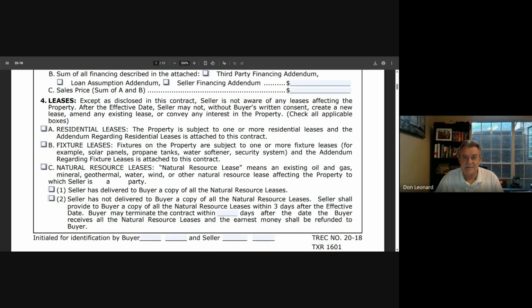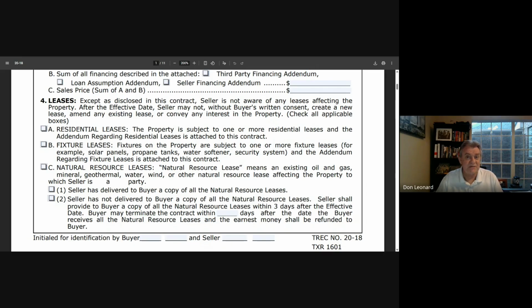Because the new owner, the buyer, will not be able to occupy that property until that lease is over, then they have to give the new buyer information about how much time is left on the lease, how much the monthly rent is, how much deposit there was and going to be transferred. All of those things are going to be found in that addendum about the residential lease.